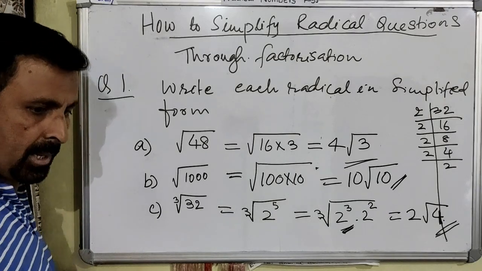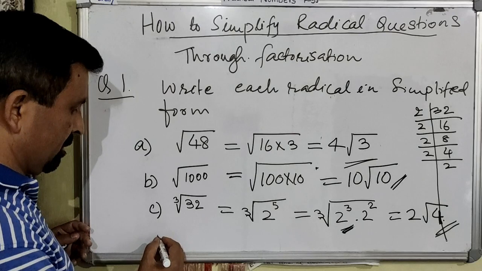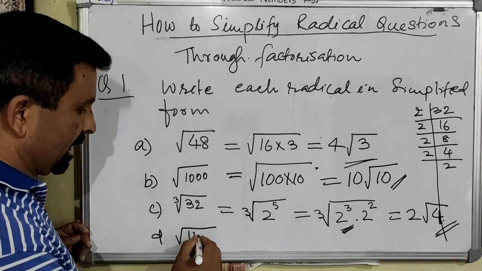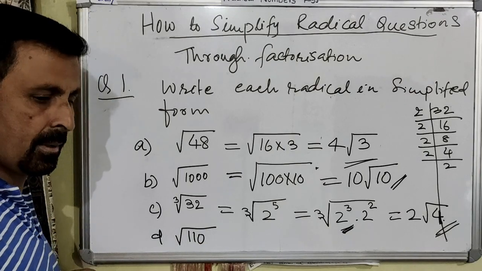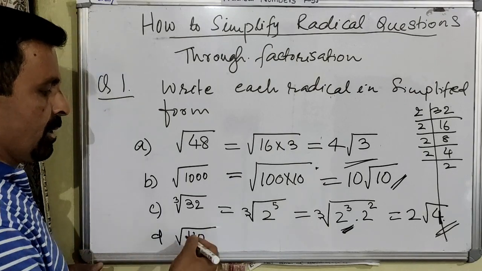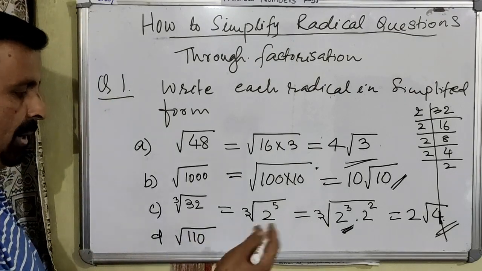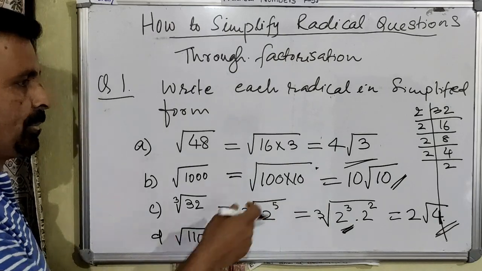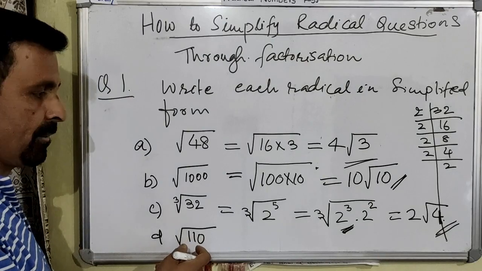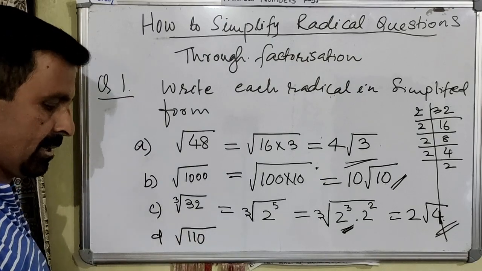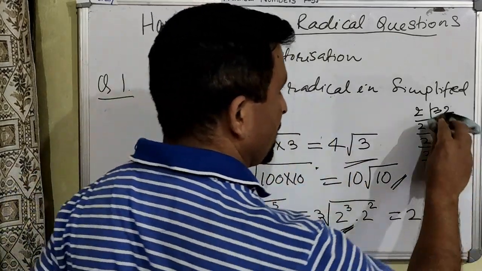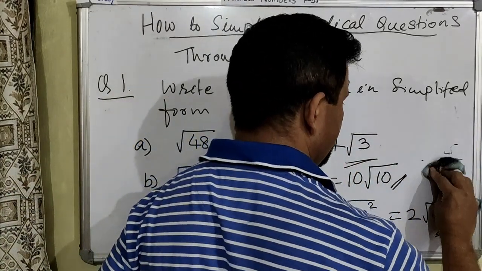Is it very clear? There is one more question in D. This is root over 110. Now, this number you try to do by the prime factorization method or by the general method of factorization. It's better you do it by the prime factorization method. When you do it by prime factorization, you will find that it cannot be simplified. It cannot be reduced. I will show you.